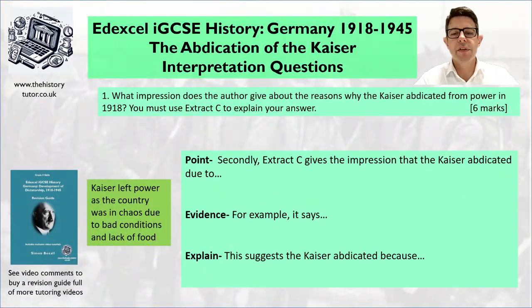Okay, so let's go for the second idea then. So I've got the writing frame here, and remember that the Kaiser also left power due to the chaos and the bad conditions and lack of food. So you could try and set up an idea around that. I'm not going to talk you through this one step by step. Have a go yourself. A simple opening sentence, a simple bit of source use, and then the simple explanation at the end. So pause me now, and away you go.